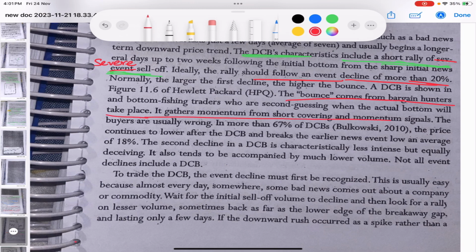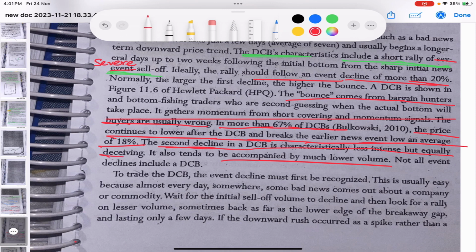Okay, the bounce comes from the bargain hunters. It gathers momentum from short covering, and momentum buyers are usually wrong. In more than 67% of dead cat bounces, the price continues to go lower than the DCB and breaks the earlier low by 18%. Keep that in mind. And also, the second decline in a DCB is less intense but deceiving. It also tends to be accompanied by much lower volumes.